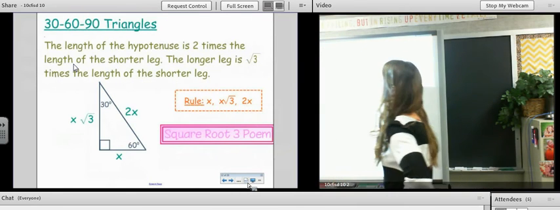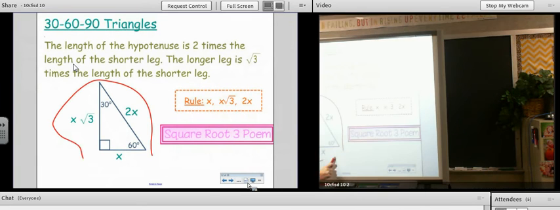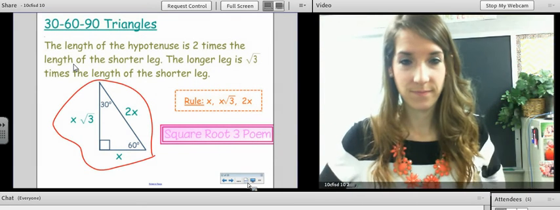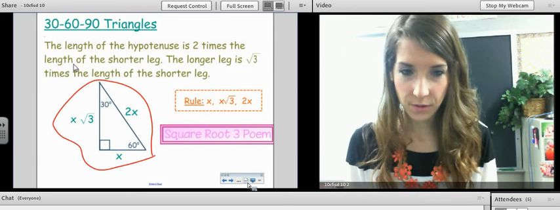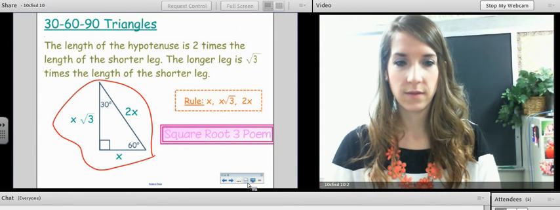So I'm going to give you a minute to write this down. This picture is in your formula chart, so you don't need to memorize the picture. You just need to memorize how to use it. X root 3, 2x.